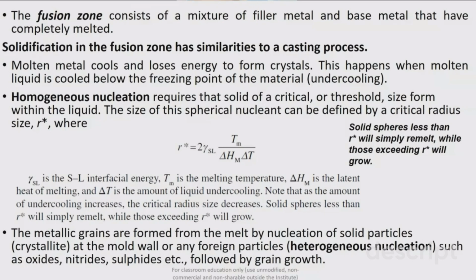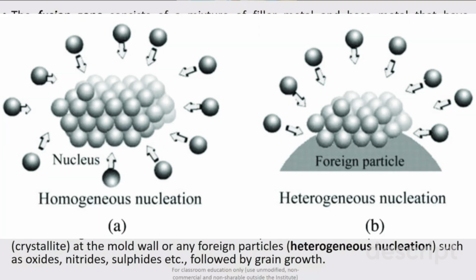So you know the undercooling, the melting point, the latent heat of melting, and if you know the interfacial energy, there are certain experiments by which you can calculate it, and based upon that you can predict the critical size of the nucleants in homogeneous nucleation. Once you achieve this critical radius during the solidification, your crystals will start to grow, join together, and form a grain. So this is homogeneous nucleation.